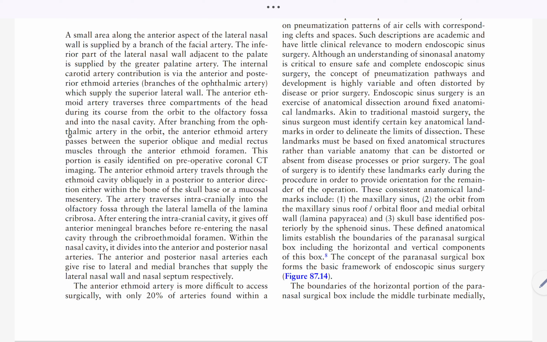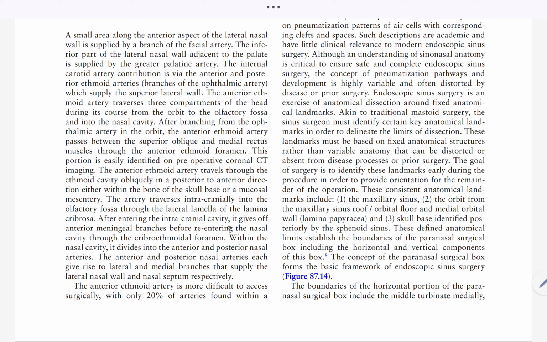After branching from the ophthalmic artery in the orbit, the anterior ethmoidal artery passes between the superior oblique and medial rectus muscles through the anterior ethmoid foramen. This portion is easily identified on preoperative coronal CT imaging. The anterior ethmoid artery travels through the ethmoid cavity obliquely in a posterior to anterior direction, either within the bone of the skull base or a mucosal mesentery. The artery traverses intracranially into the olfactory fossa through the lateral lamella of the lamina cribrosa.